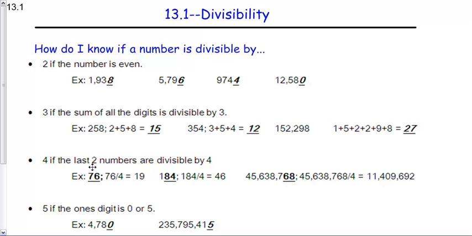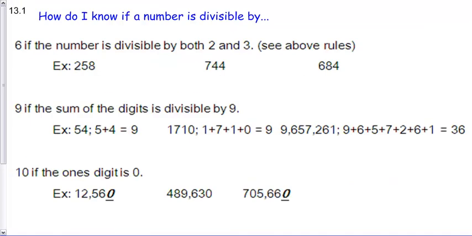Rule for 4: the last two numbers are divisible by 4. This one's a little tricky. You may have to do some of the work in your head here, but if you can figure out the pattern, and we'll talk about the patterns later, if you can tell the pattern with the last two digits, you'll be good to go. And then 5, if it ends in a 0 or 5, pretty straightforward there. Okay, 6, if the number is divisible by both 2 and 3. So when we make our list, if you see a 2 and a 3, got to have a 6.